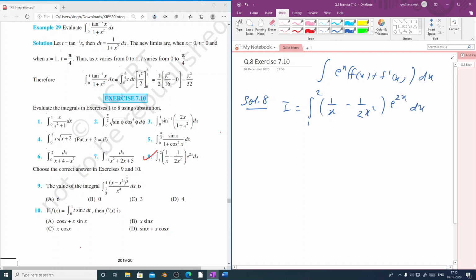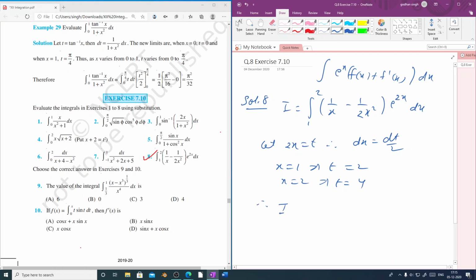Now to check for this form, we have to write this in the form of e raised to x. So we'll be taking 2x as t. So let 2x equal t. Therefore we'll get dx equal to dt by 2, and also we change the limit. So when x equals 1, t equals 2. When x is equal to 2, this implies t equals 4.